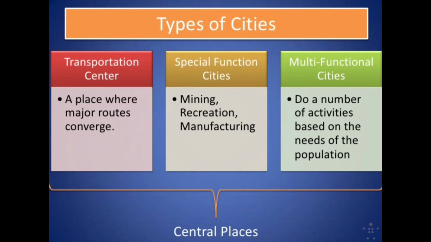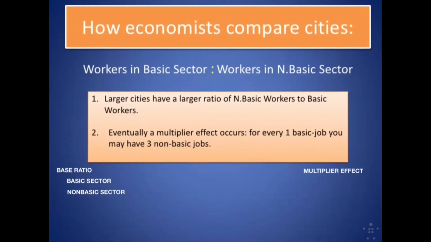A common property of all settlements is centrality, so that cities become central places that provide goods and services for the surrounding area. Economic base of a city. Economists and geographers often compare cities by function by creating a base ratio, or a ratio between workers employed in the basic sector, which are jobs that are export-oriented and bring money into the city, and then compares that with those employed in the non-basic sector or the service industry.